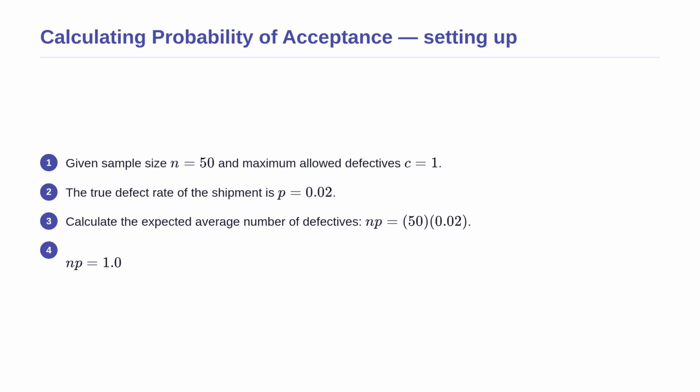First, we must find the expected number of defectives, N times P. Multiplying 50 by 0.02 gives us exactly 1.0. This means, on average, we expect to find exactly one defective bulb in our sample.